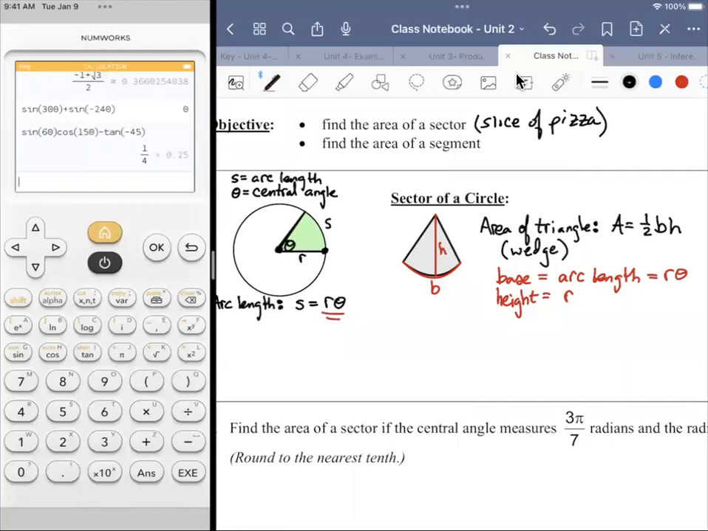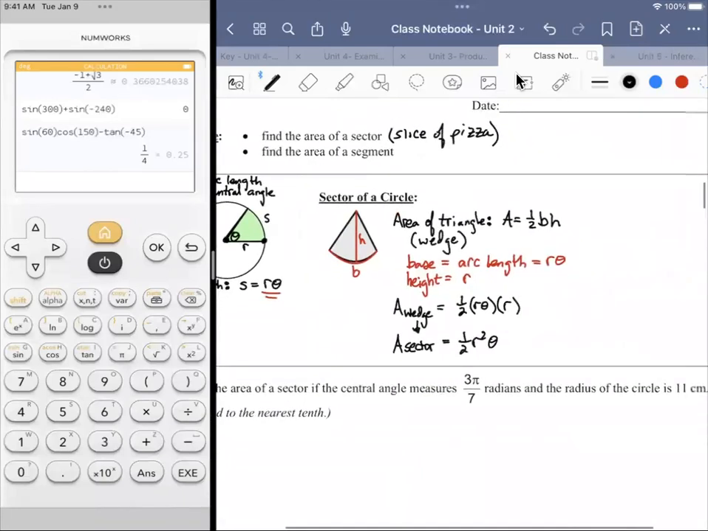So the area of the wedge is going to be equal to 1/2 the base, which is r theta, times the height, which is r. And that wedge we call a sector. The area of a sector ends up being 1/2 r squared theta. R squared times whatever theta is, times 1/2. So you have a formula. After all that, it's like, okay, well, I have a formula now. Can I just use the formula? Sure.